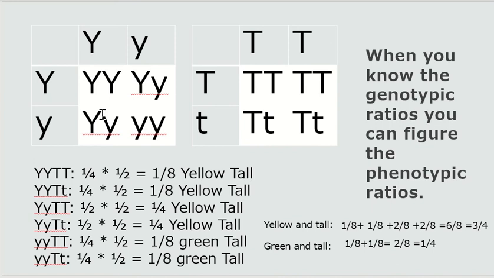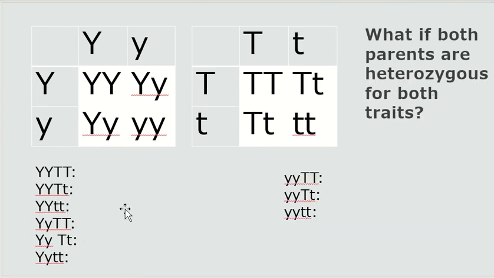Now that was a fairly easy one because all of the offspring were tall. We're going to do a little bit more complicated one, and we're going to do it a little bit more hands-on. What if both parents were heterozygous for both traits? So what are the chances that the offspring would be homozygous dominant for both traits? If we look at this Punnett square, 1 out of the 4 are capital Y, capital Y.